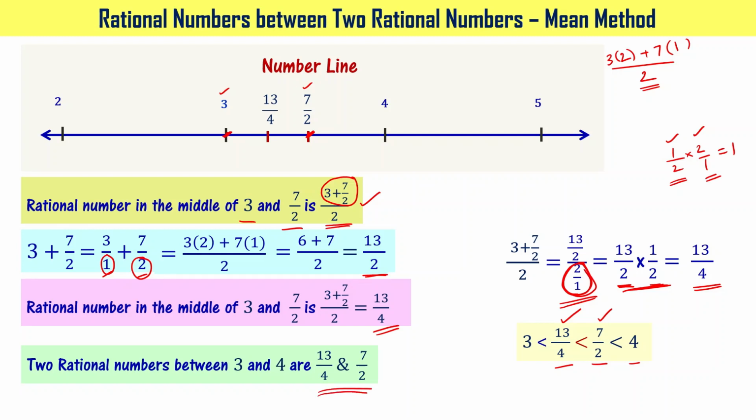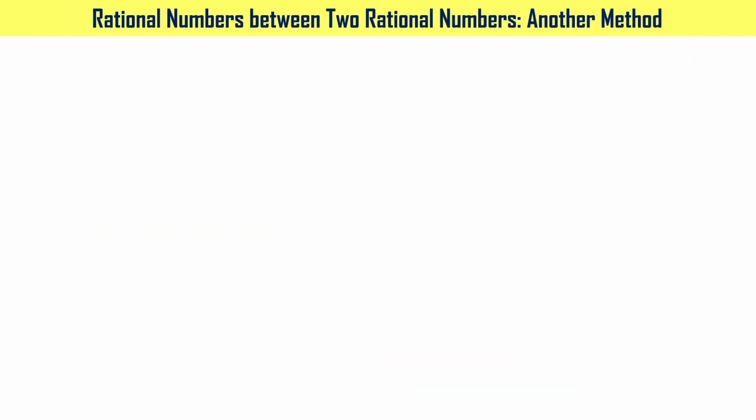So this is a slightly laborious process. For example, if you have to find 10 rational numbers using this mean method, it becomes cumbersome, a little bit of a tedious job, right? So there is another method to quickly find a few rational numbers between any two rational numbers. Let's take a look at that method now.